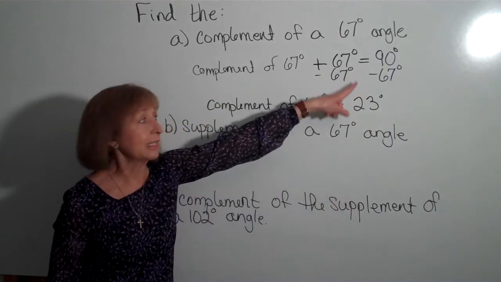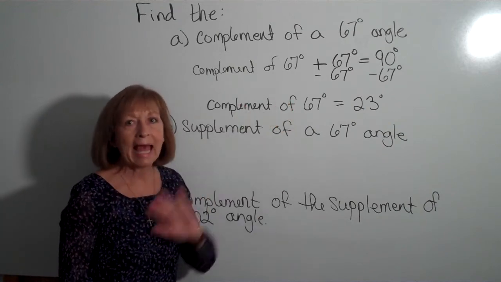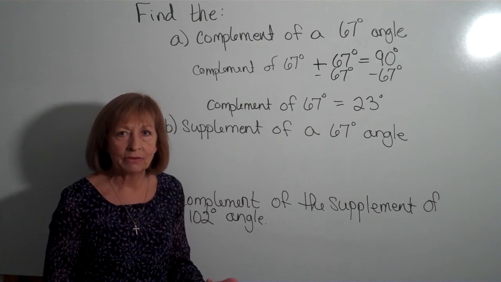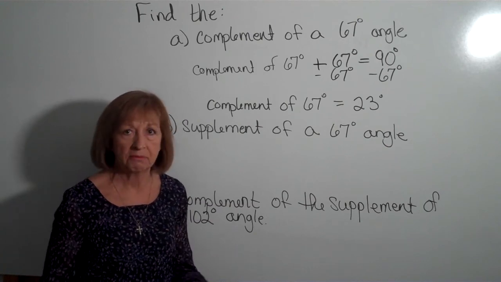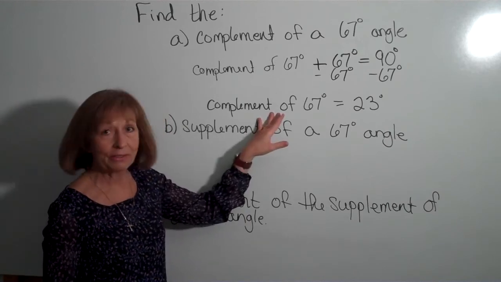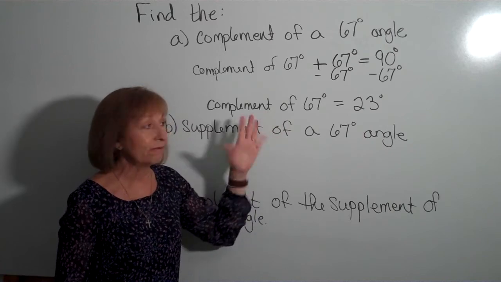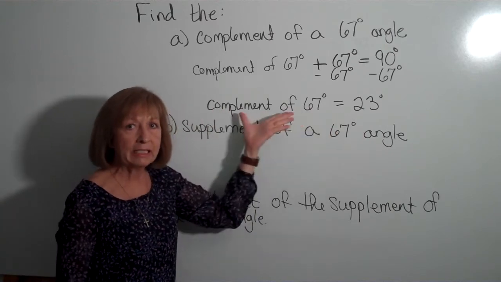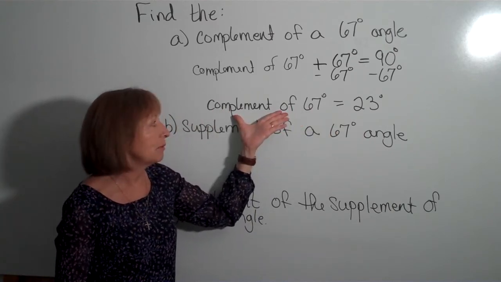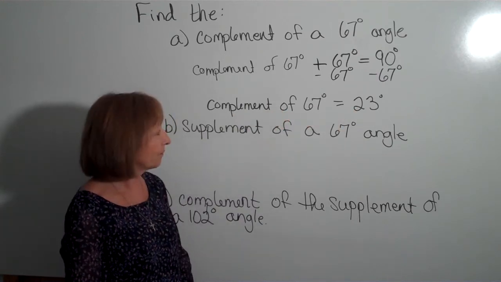So I just took the 90 degrees and subtracted the 67 degrees. Notice I did not write that 67 degrees is equal to 23 degrees, because that's not correct. It's the complement of the 67-degree angle that's equal to 23 degrees. So if I'm going to write this as a final result, I need to make sure that I specify that it's the complement of the 67-degree angle that is equal to the 23-degree angle.